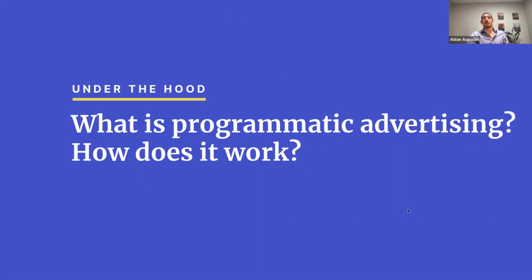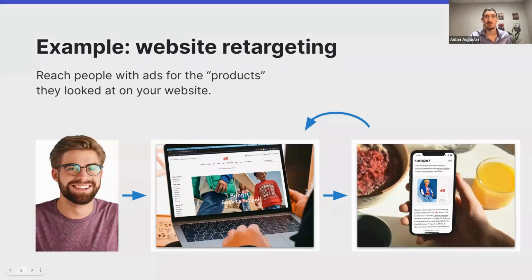Perfect. So programmatic advertising, what is it? How does it work? I think it's easiest just to jump right into an example of retargeting, right? Website retargeting, particularly for online shopping. This is something we're all familiar with, right? So you go to a website, say H&M, you look at some specific articles of clothing, and maybe you're doing back to school shopping for your kids, and then you don't buy anything, right?